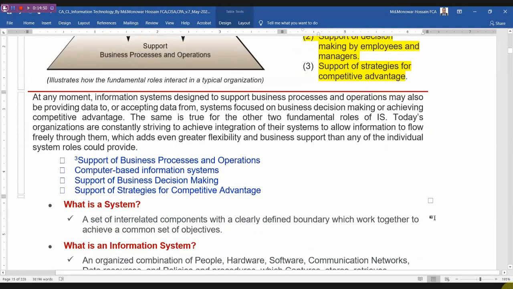So here, at any moment, an information system designed to support business process and operation may also provide data for business decision making or achieving competitive advantage. The same is true of the other fundamental roles, that means the three fundamental roles. Today's organization is constantly changing, day by day. So we have to be very careful in doing the job or operation within the system, which adds greater flexibility. Any of the individual system roles could be provided: support of business process and operation, computer with information system, support of business decision making, and also support to strategic and competitive advantages.